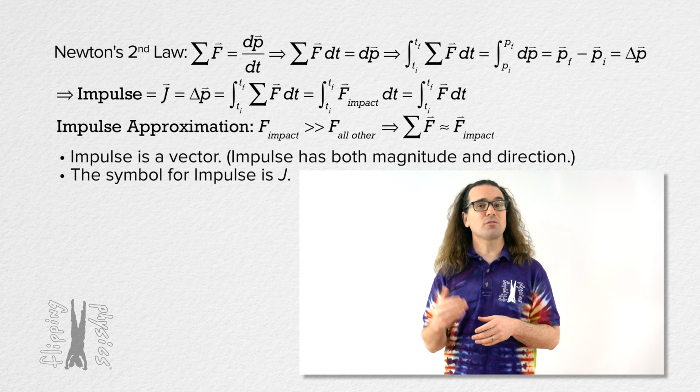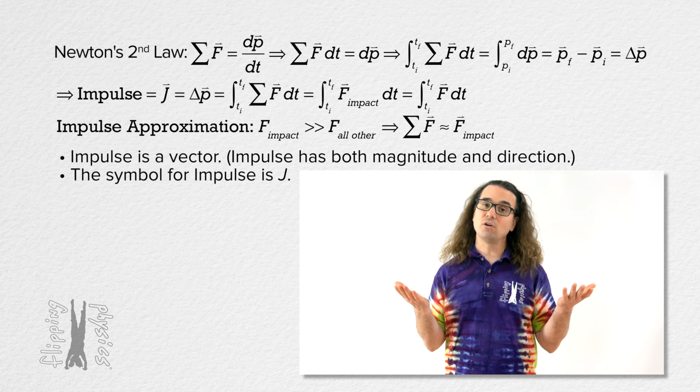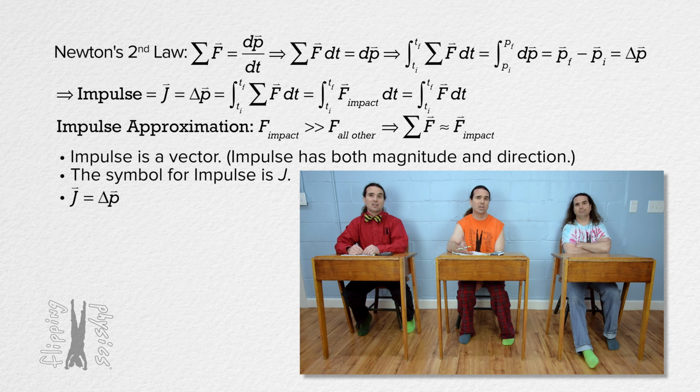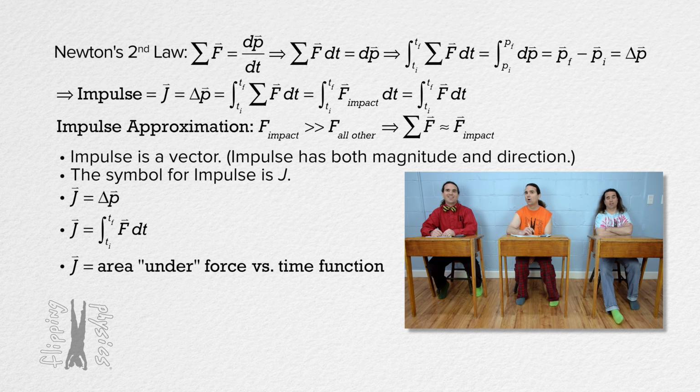There are three equivalent expressions impulse is equal to. Class, please tell me all three. Impulse equals change in momentum. Impulse equals the integral from time initial to time final of impact force with respect to time. And the third? Oh, the area under a force versus time function. Right, that's the area definition of an integral. Area under the function where area above the horizontal axis is positive and area under the horizontal axis is negative.